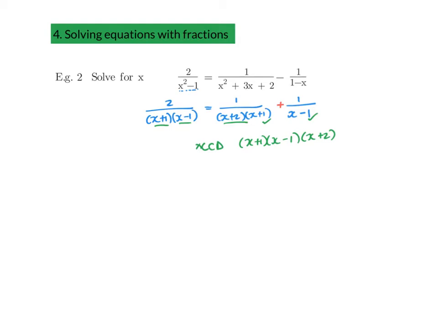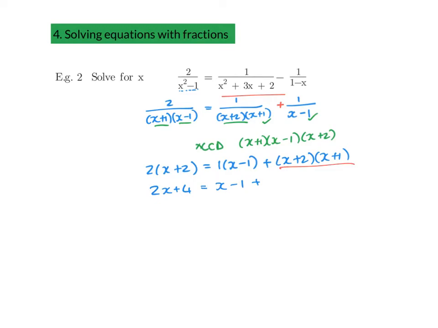So in the first fraction, to make the same denominator, I would need to multiply top and bottom by x plus 2. So I get 2x plus 2. In the next fraction, to make the denominator the same, I would need to multiply top and bottom by x minus 1. And in the last fraction, I'm going to need to multiply top and bottom by x plus 2 and x plus 1. Now I'm going to solve my equation. So on the left, I get 2x plus 4. Let's just simplify this. On the right, x minus 1 plus the trinomial, which is quite easy to do because that's the denominator I had earlier. So I'm going to get x squared plus 3x plus 2.